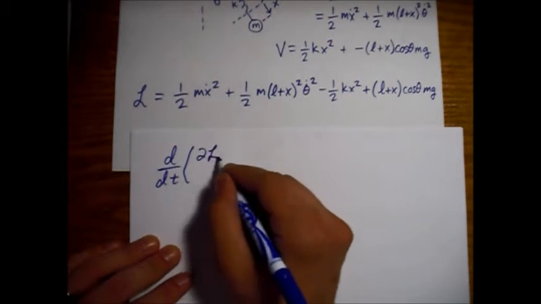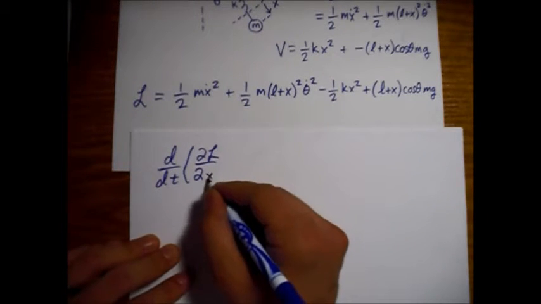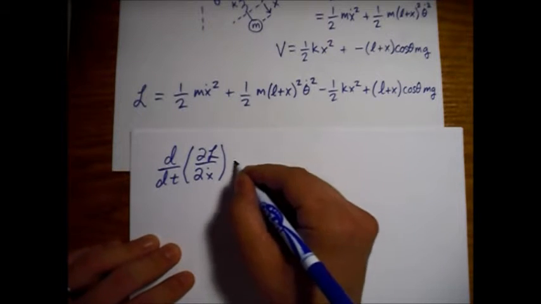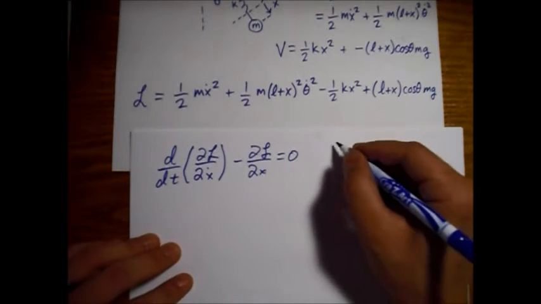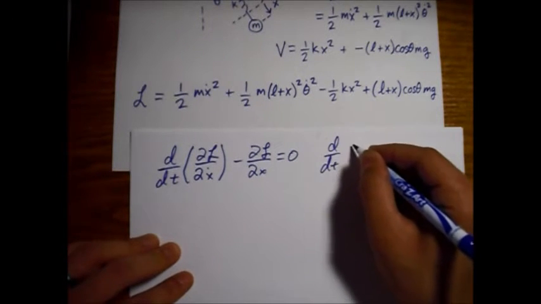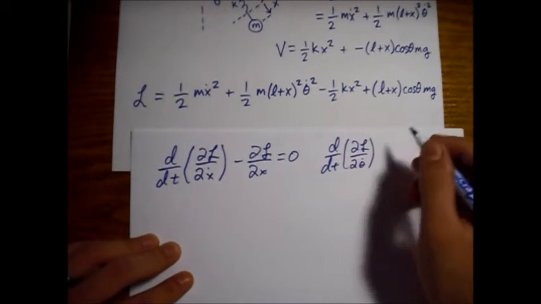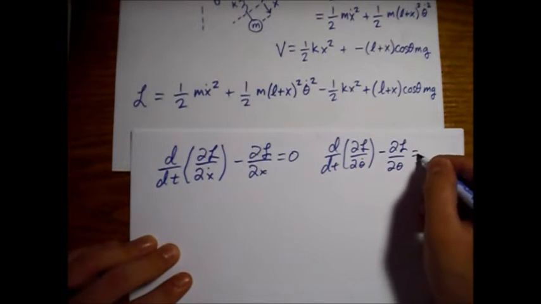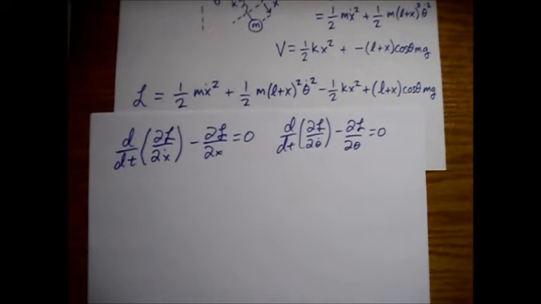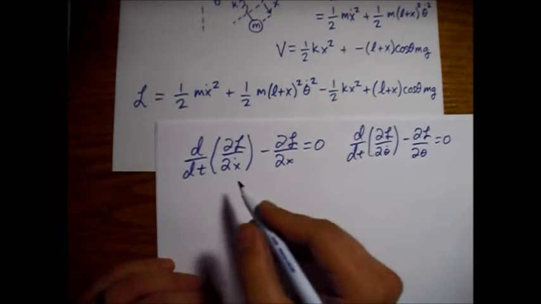We have a partial derivative in here with respect to, okay, so let's just write them both out. Why not? There's one for x and one for theta. Okay, so one for x, one for theta, we'll end up with two equations of motion. Great. So let's start with x, why don't we?